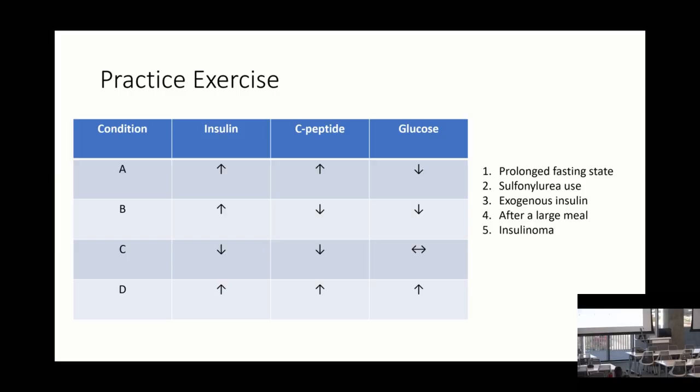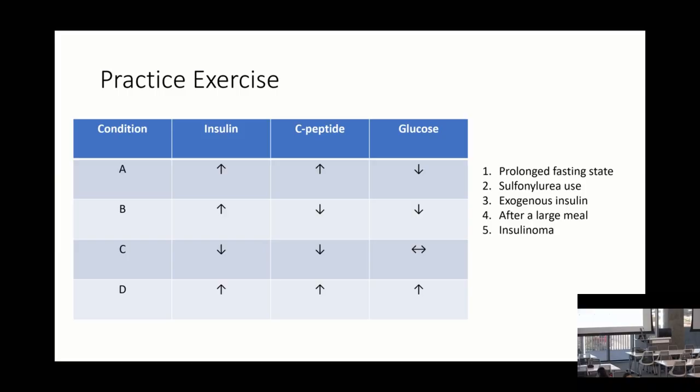How about B? Insulin is increased, C-peptide is decreased, and glucose is decreased. So what could cause that? Okay, exogenous. We agree? In this case, insulin is going up, C-peptide is going down, so they're going in opposite directions. That means they're not coming from the same source. So yes, exogenous insulin is a probable option. By the way, for condition A, okay, we'll skip that. We'll come back to that.